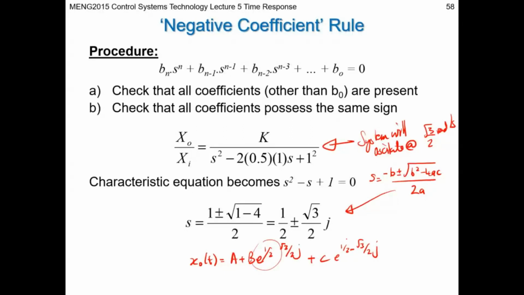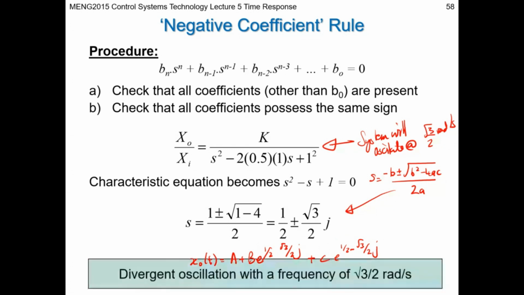Both of these exponential terms have positive real parts, and therefore they're both going to grow as time increases, exponentially in fact. So in this situation we're going to have divergent oscillation with a frequency of root 3 upon 2, that frequency coming from the imaginary part of the root. The real part of the root being positive means both the exponential terms have positive real parts and both are going to grow. That's why it's divergent.